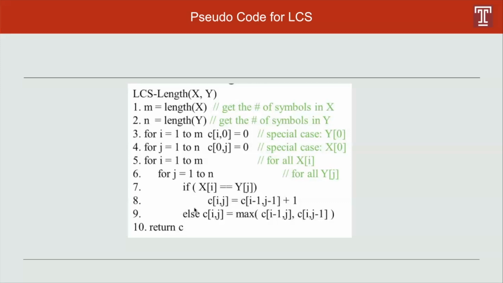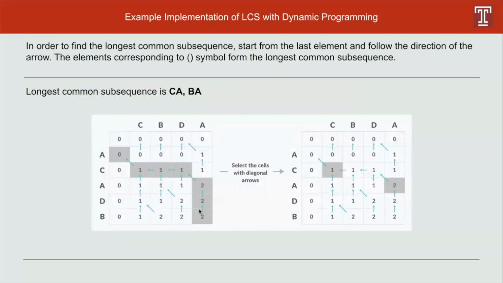And if there is no common element, we take the highest value from the top element or the left element. After going to the last position, we return the value of the last element that we have found in the matrix.